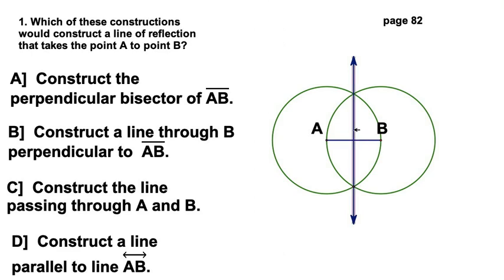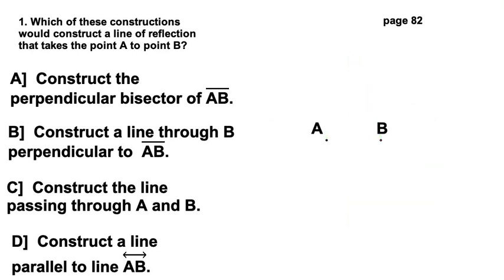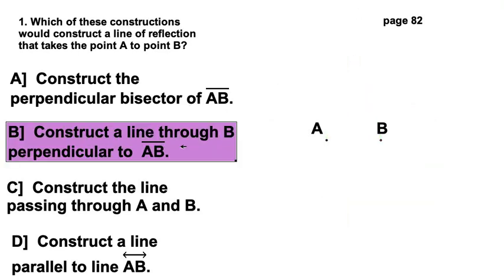But right there, that certainly looks like the line of reflection, because you can imagine if I had this A and swung it around across that line of reflection, it would map onto B. All right, so I'm liking this one right here, but let's just check them all.